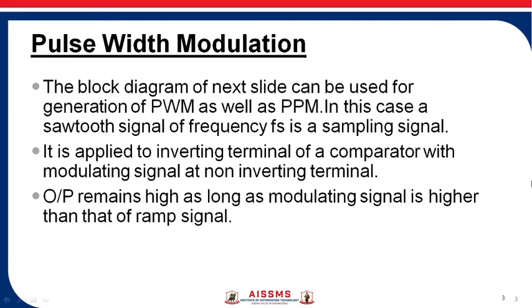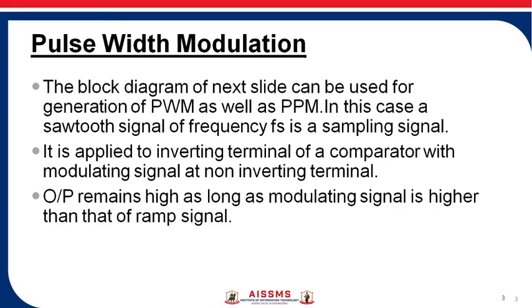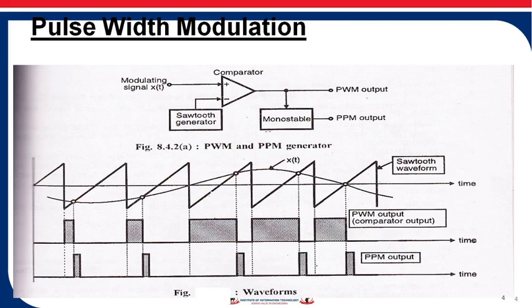From this pulse width modulation block diagram, we are also going to generate the pulse position modulated signal. In pulse position modulation, the position of the pulses varies according to the amplitude of the modulating signal. Firstly, we are going to see the generation of PWM from this block diagram, and then the generation of pulse position modulation. So this is the diagram of the PWM and PPM generator.